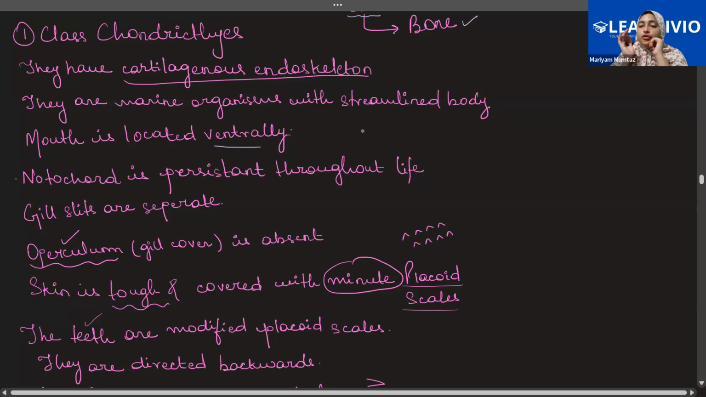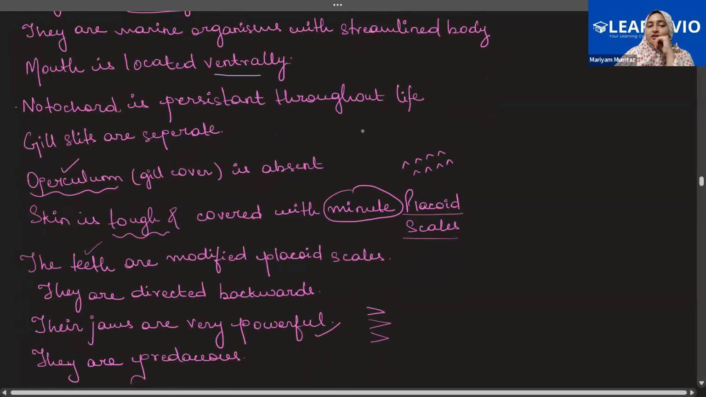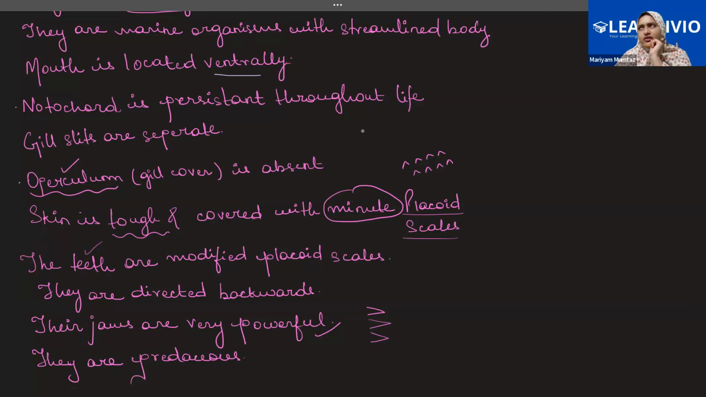The notochord is persistent throughout their lives. It is not getting replaced here. Instead of true gills, gill slits are present in them. Have you ever heard about the operculum, the cover of the gills? Have you heard about it before in class 10 or 9 or anywhere? No? See, operculum is the name of the cover of the gills.